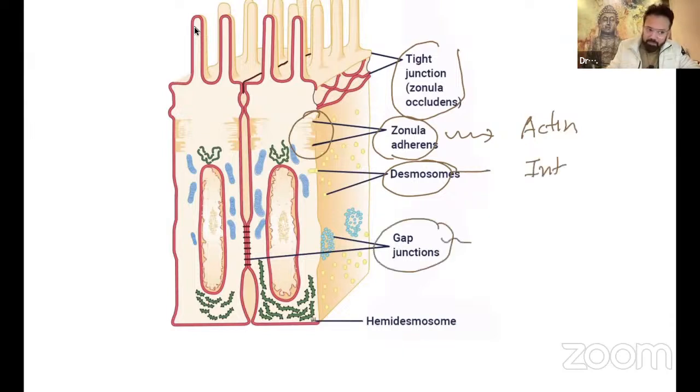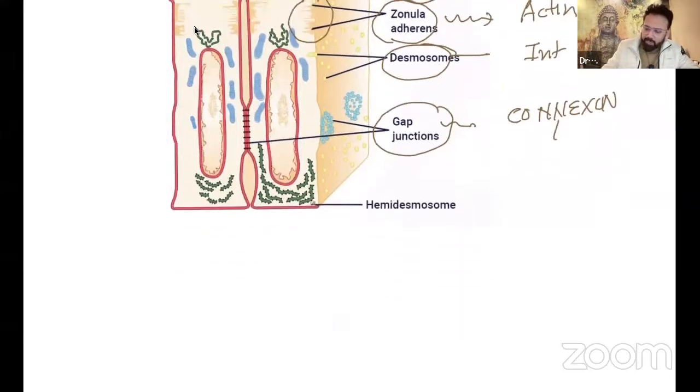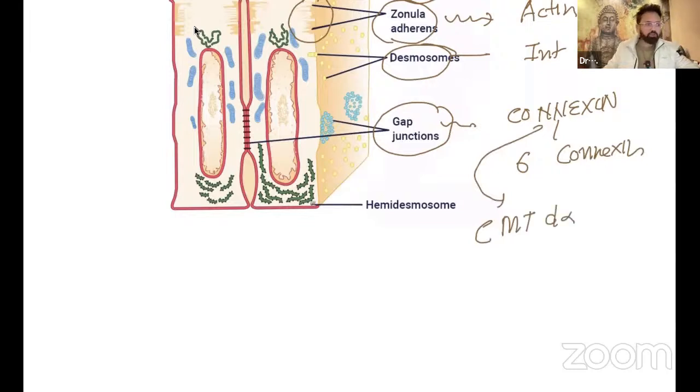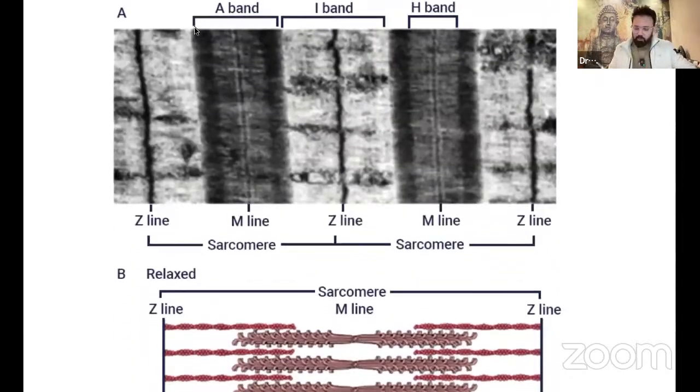And gap junctions are formed of protein called connexon. One connexon is made up of 6 subunits called connexin. And mutation of connexin causes Charcot-Marie-Tooth disease. Charcot-Marie-Tooth disease.